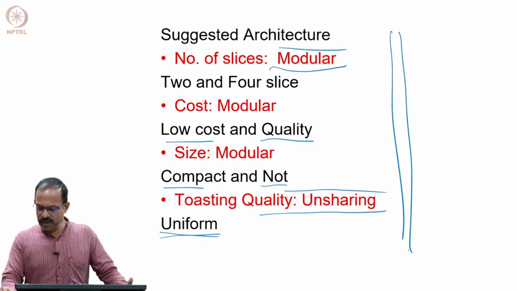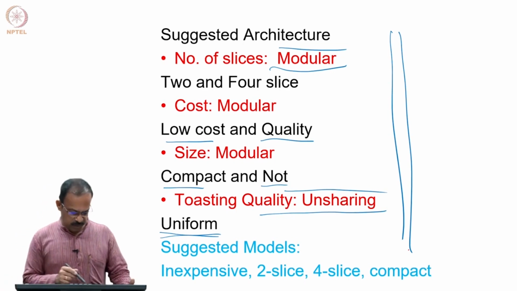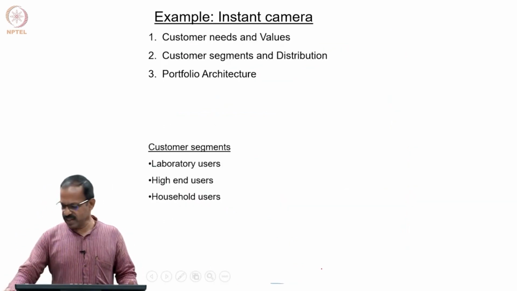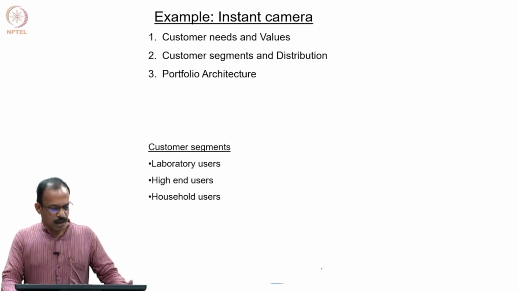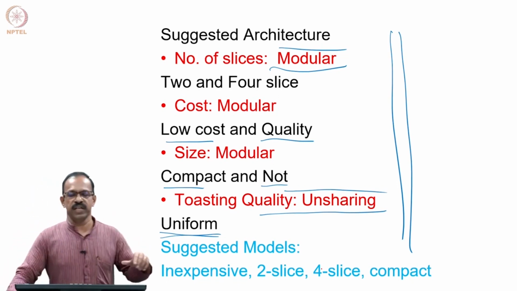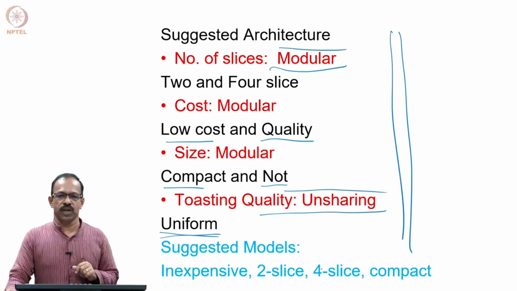All right. So, we will take one more example, which is the suggested models: inexpensive, 2 slice, 4 slice and compact. So, you can actually have products like that. So, 4 products, and within this you can have variants of the products to meet the customers' requirements.